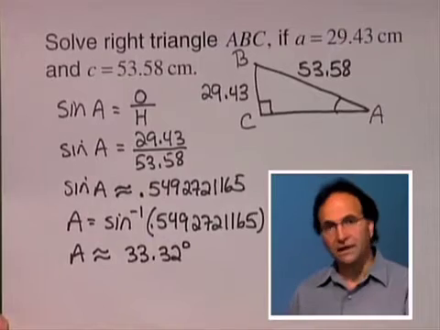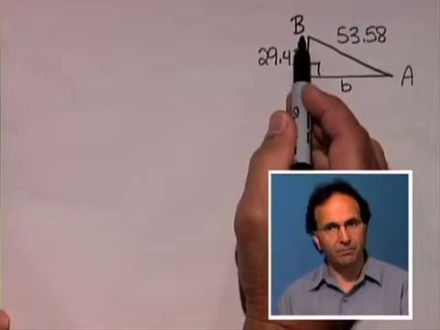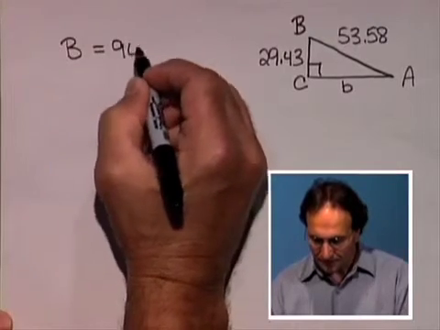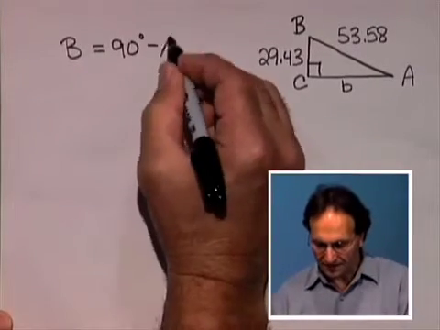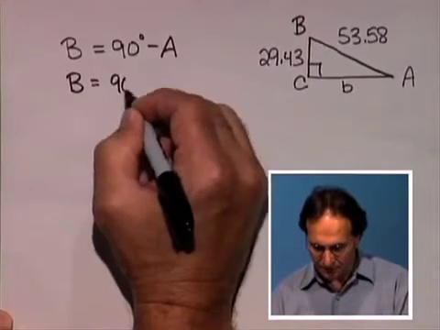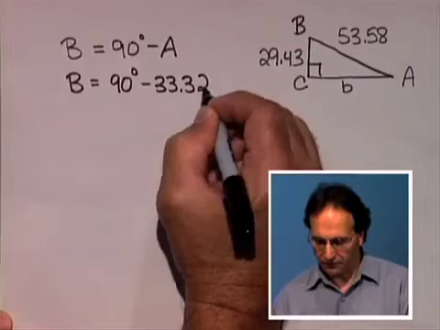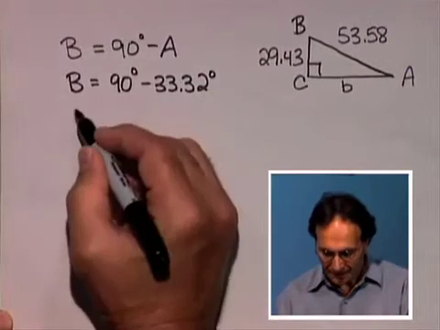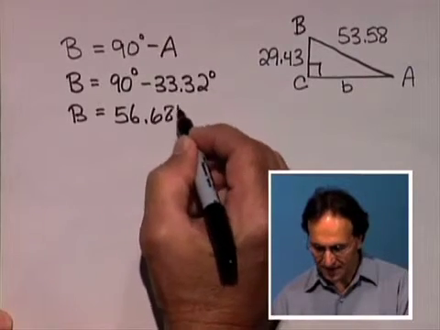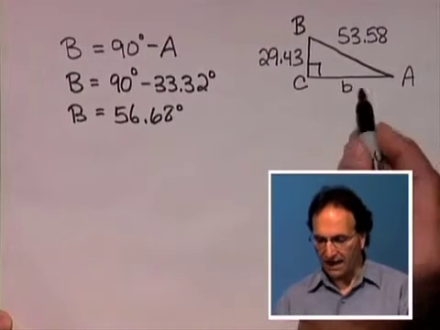Let's now bring in a clean sheet so that I have more room, and we'll do the calculation for angle B. Now, angle B we can find by taking 90 and subtracting angle A. So angle B is equal to 90 degrees minus the result we just found, 33.32 degrees. That gives us that angle B is equal to 56.68 degrees. All we have left to find now is side B.